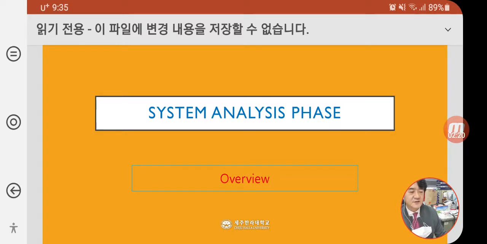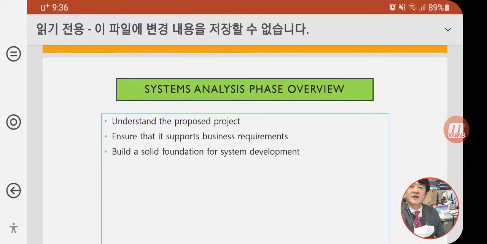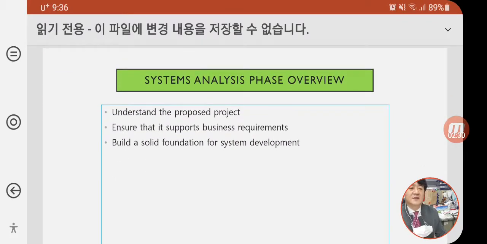This slide is about the system analysis phase. The system analysis phase helps us understand the proposed project, and it ensures that it supports business requirements. The system analysis phase builds a solid foundation for system development.